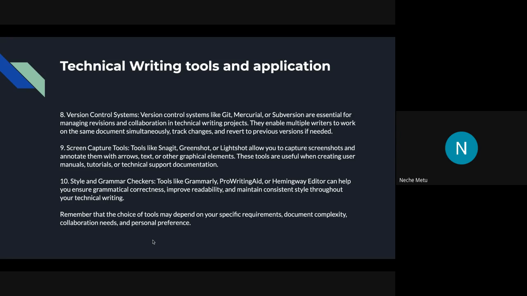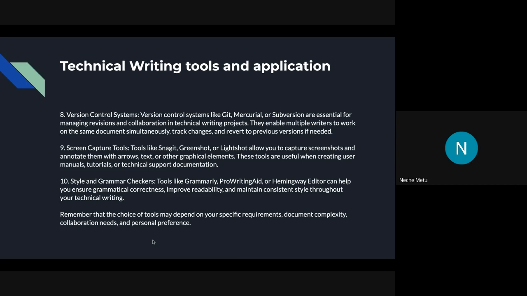Technical support documentation. And then we have the style and grammar checkers. We have talked about Grammarly, ProWritingAid, Hemingway Editor. They can help you with grammatical correctness, improve readability, and maintain consistent style throughout your technical writing.